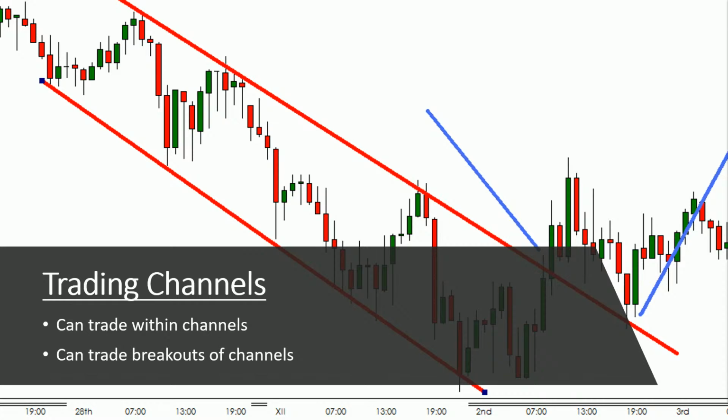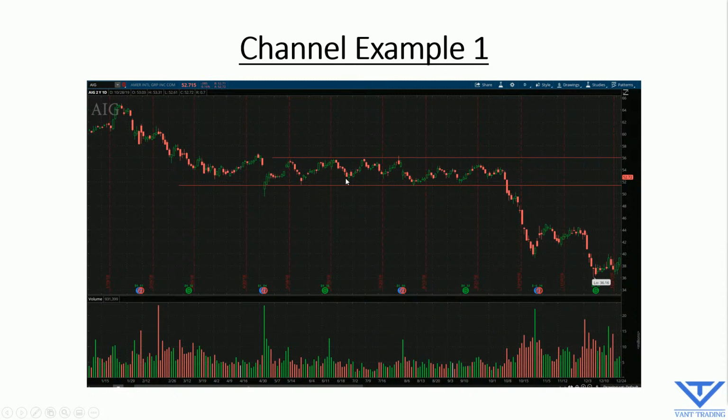And you've been seeing several channels on my chart examples and you didn't even realize it. So let me pull up some of the old charts that I've been showing you, and you're going to pretty easily be able to identify this was a beautiful channel in AIG for 7 months. 7 months this stock moved sideways.